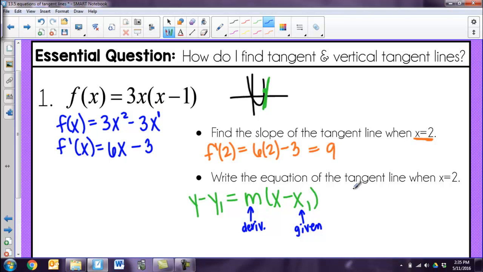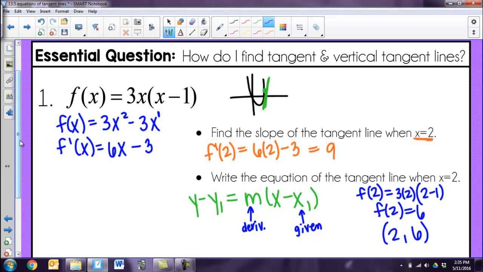You're going to need to plug x into the original equation, and you can plug it into your distributed one, or you could plug it into the original. So I need to find out what f of 2 actually is. So I'd have 3 times 2 times 2 minus 1. 2 minus 1 is just 1, so f of 2 is equal to 6. So that graph was originally going through (2, 6).